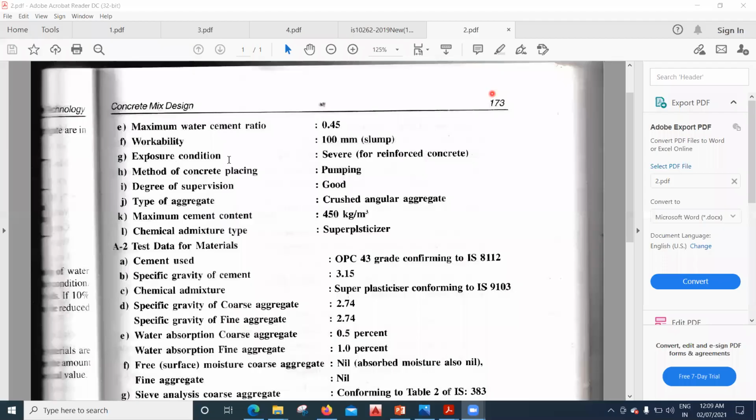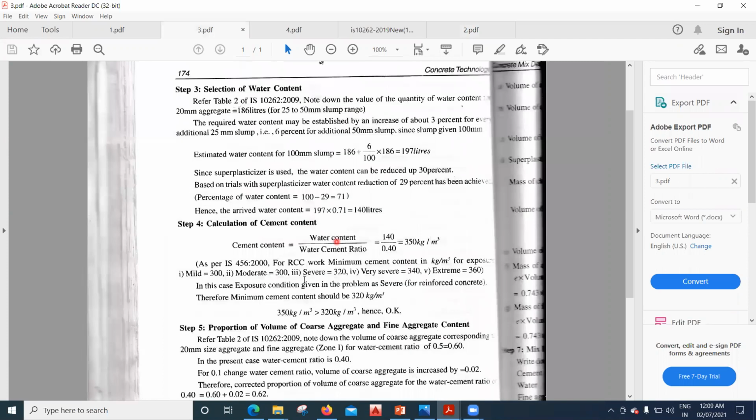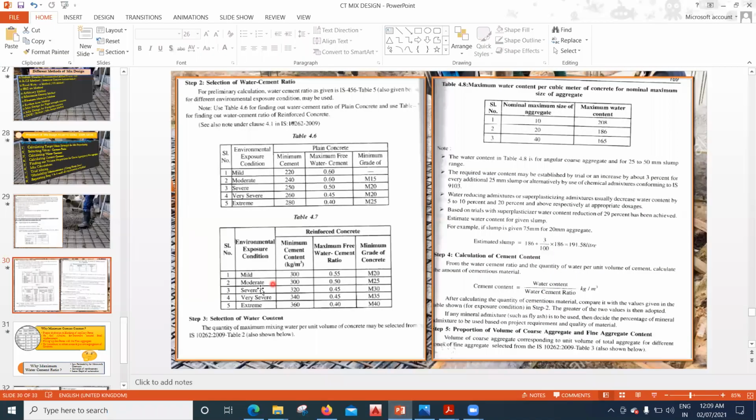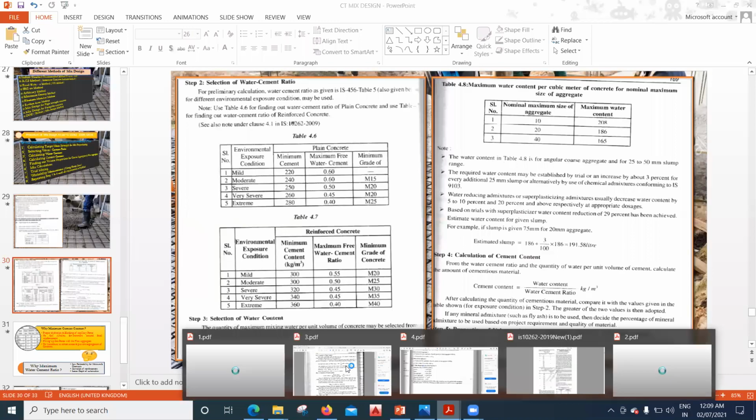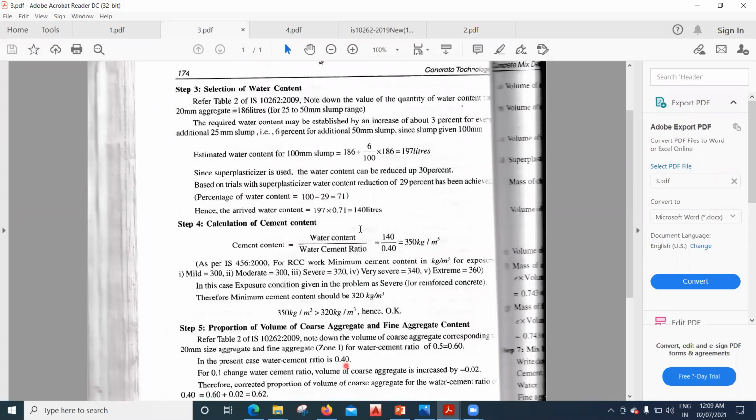Yeah, our exposure condition is severe, right? So we'll go back here. Our exposure condition is severe, and according to the IS 456 code book, we'll see that also. So if your exposure condition is severe, your minimum cement content has to be 320. Minimum it has to be 320. And how much did we get from the calculation? From the calculation, we are getting 350. So 350 is greater than 320. Hence, whatever we have done is correct.